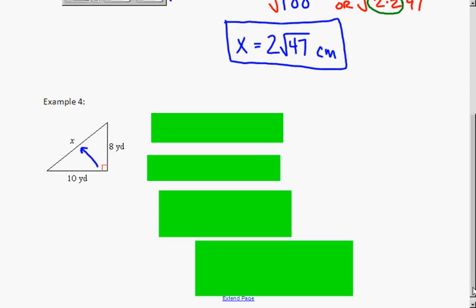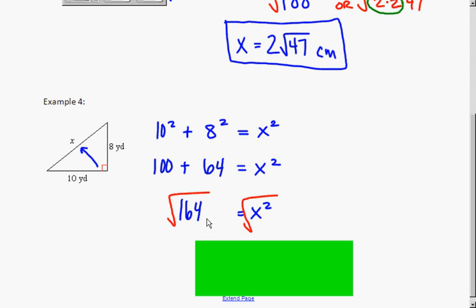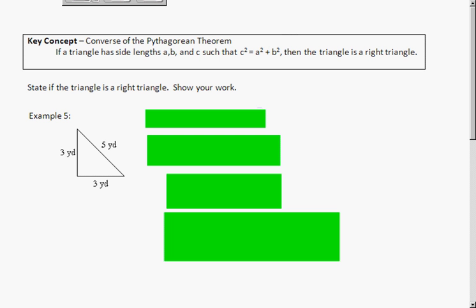Example 4, again, go ahead and pause it and come back, and we'll double check with my work here. Again, identify side c, which is x. So go ahead and pause it. All right, now that you're back, we have 10 squared plus 8 squared equals x squared, which gives us 100 plus 64 equals x squared, giving us 164 equals x squared. The square root of 164, you're able to factor out a 2, so x is equal to 2 square root 41, and that would be yards.